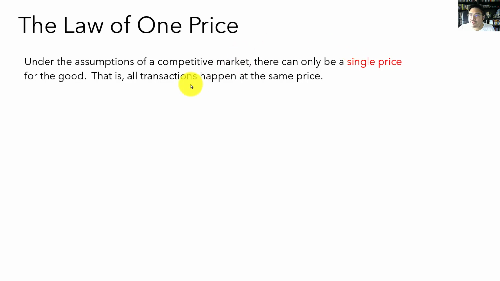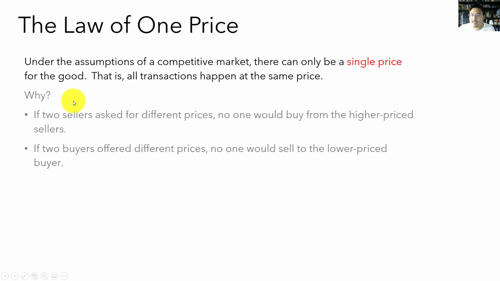What that means is that all transactions are going to take place at the same price. This idea that there can only be one price for a good in a competitive market is known as the law of one price. But now let's ask ourselves why a competitive market can only sustain a single price. And here's the logic, right? Since the goods are exactly identical, if two sellers asked for different prices, no buyer is going to want to buy from the higher price seller. Everyone is going to buy from the lower price seller. And so all of the transactions are going to take place at the lowest asking price from the sellers.